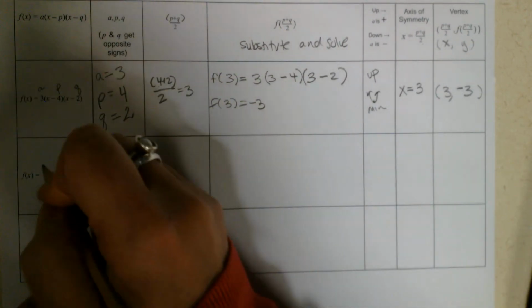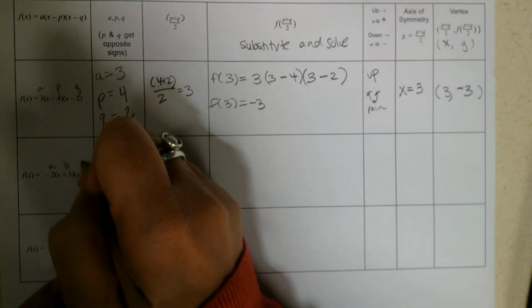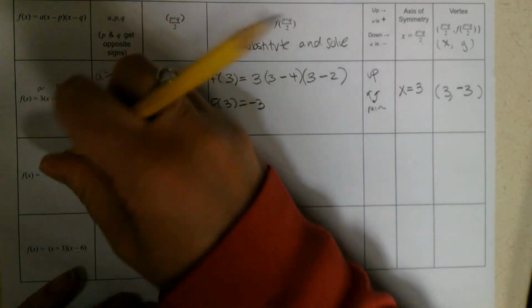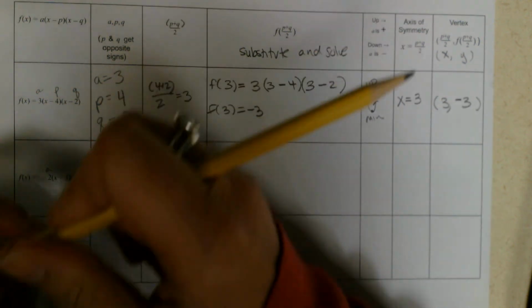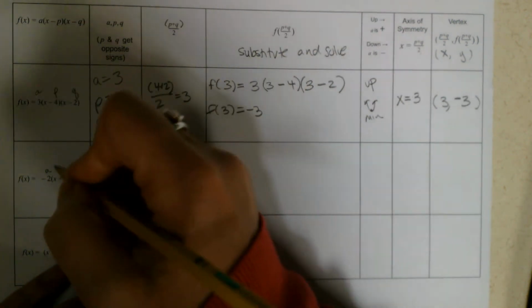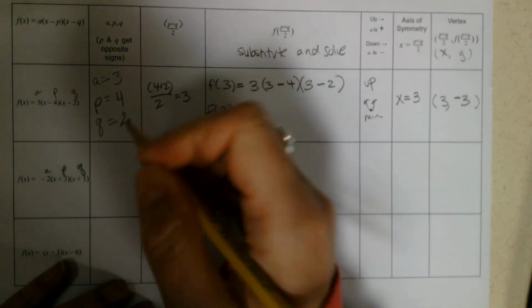Right, let's try these next 2. We have a, we have b, and we have c. Nope. a, p, and q. See how you can get confused with these? Got to keep them straight. Hopefully you're taking good notes. a, p, and q.